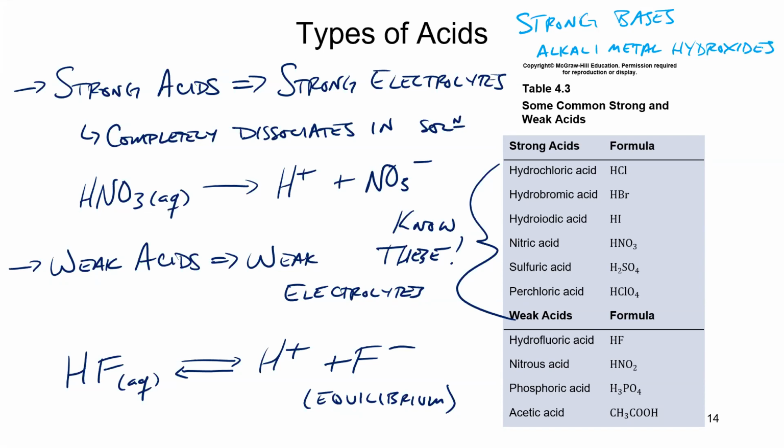So lithium hydroxide, sodium hydroxide, potassium hydroxide, that whole first group, those are our strong bases. And of course, just like in our solubility rules, there was that exception, barium hydroxide. Barium hydroxide is also a strong base. And again, that's because they're soluble. They dissolve completely and dissociate when we put them in solution. Okay.